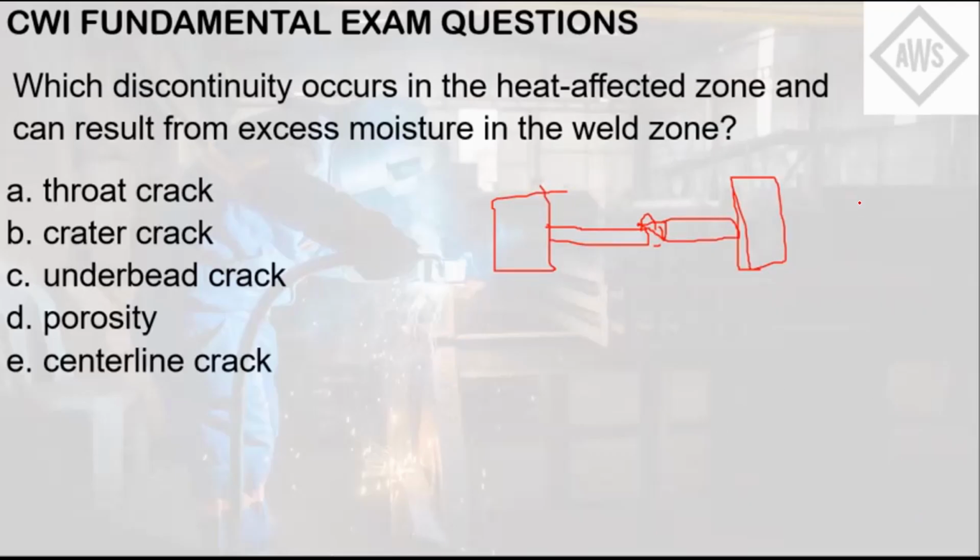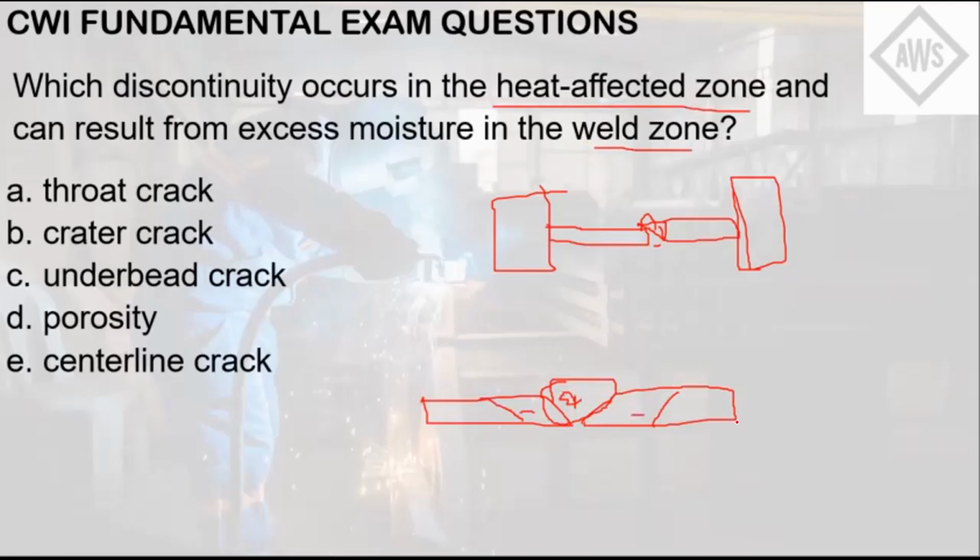So what the question asked for here is it occurs in the HAZ or in the weld zone. So not basically in the weld itself, but in the heat affected zone. So you have a weld there, for example. So this is the weldment here. So you have a heat affected zone that is basically some distance away from that weld. So you have a heat affected zone here, and the underbead crack occurs there.